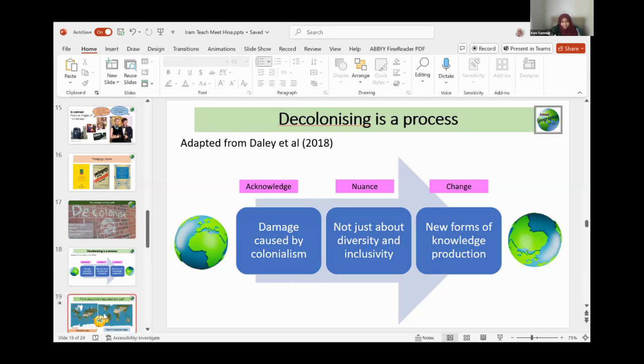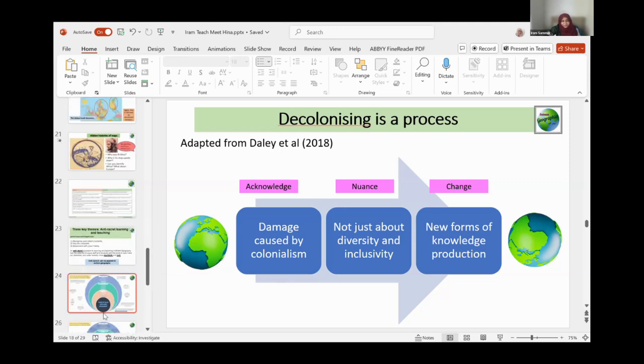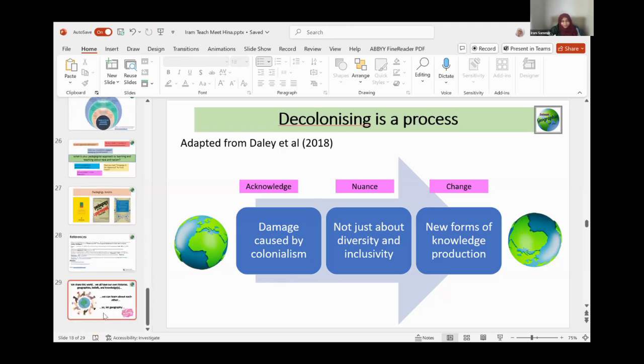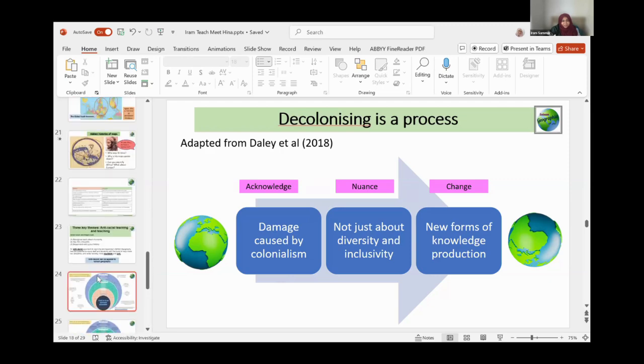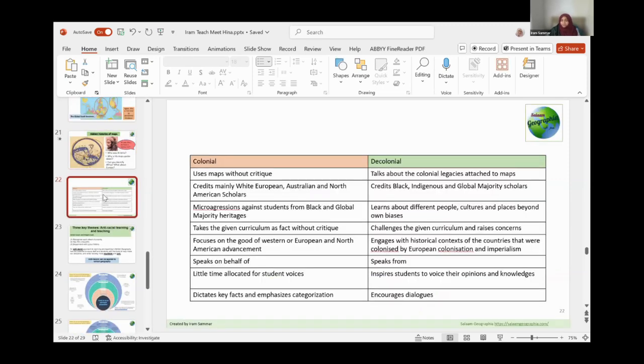And just as a summary, because I'm conscious of time and I know it's been a long evening for many of us, I'm just going to show you a table which I'll share with you. It just shows you, you can reflect on this, what is colonial and what is decolonial in the classroom. I'll just give about 3 or 4 examples. So colonial could be using a map without critique. Decolonial would be actually talking about the colonial legacies behind those maps and how they were made.